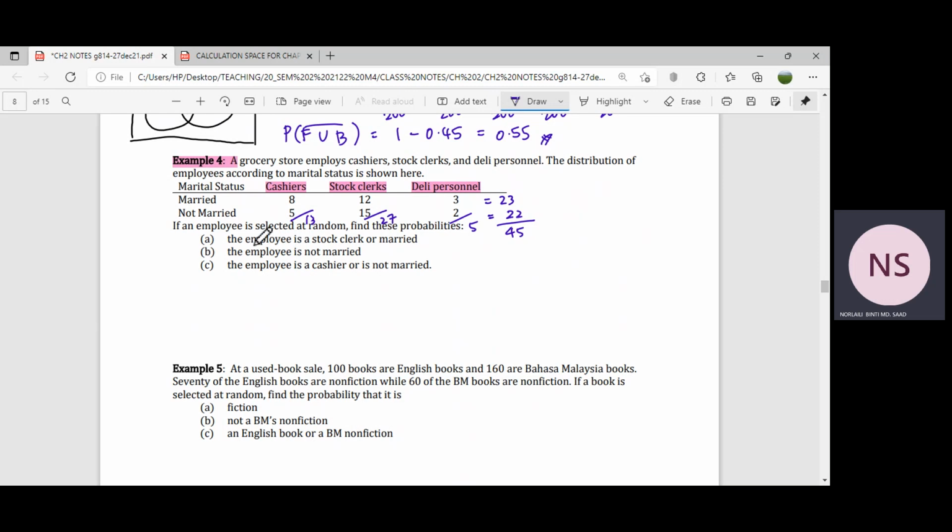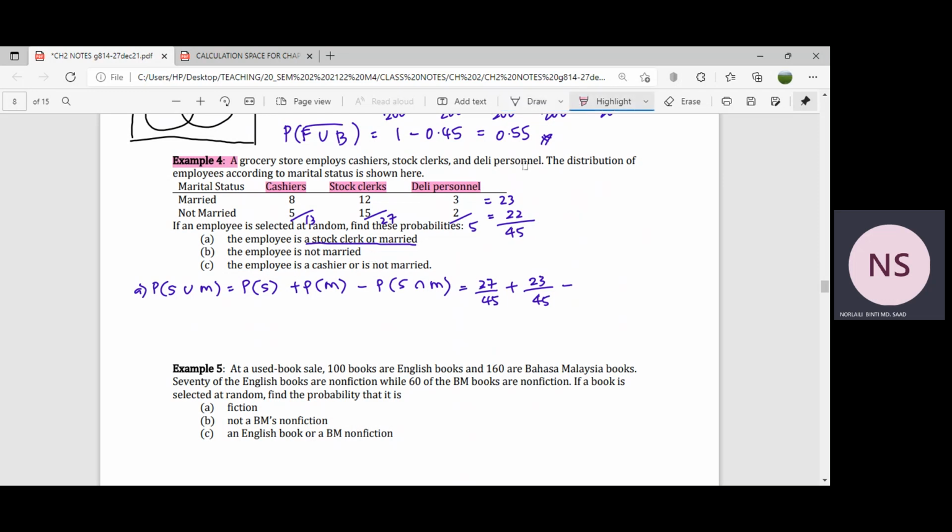Now we want to find the probability that if we select an employee, the employee is a stock clerk or married. We write using symbols: stock clerk S, married M. So write the addition rule formula: P(S) plus P(M) minus the probability of S and M. P(S), the probability of stock clerk, is 27 over 45. Plus the probability of married, which is 23 over 45. And then minus the intersection.